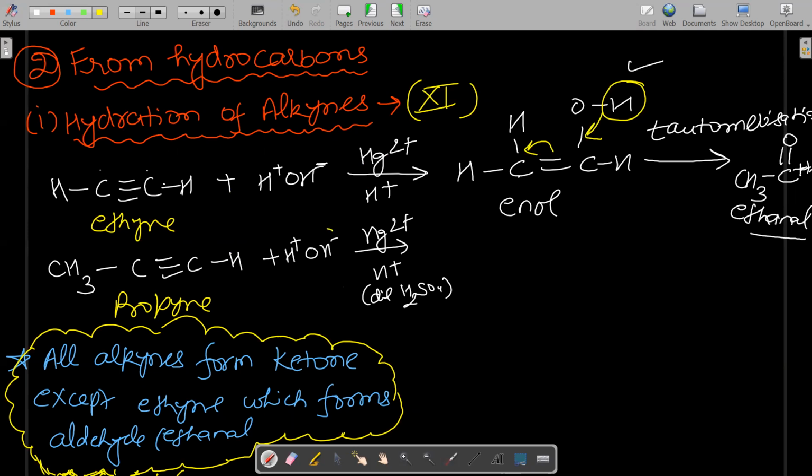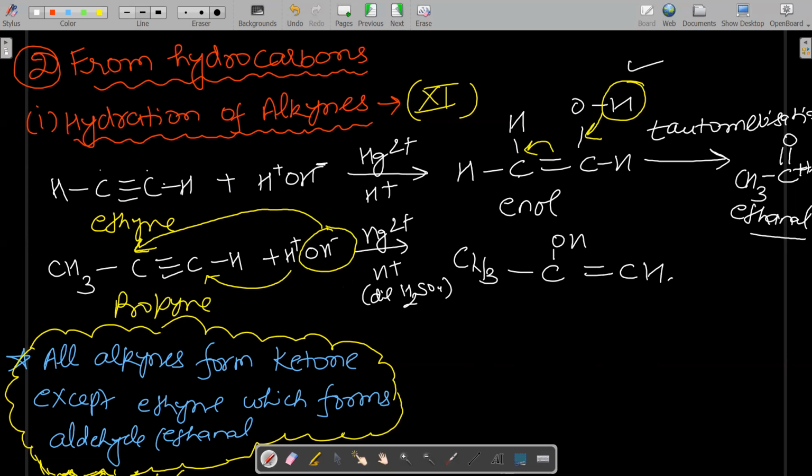And according to Markovnikov, the negative part attaches to that unsaturated carbon atom which has fewer hydrogen atoms. So this OH minus will be attached to this carbon, and H plus will go to this carbon. Okay. So what product are you getting? CH3, C, OH attached to this carbon, double bond CH2, right?